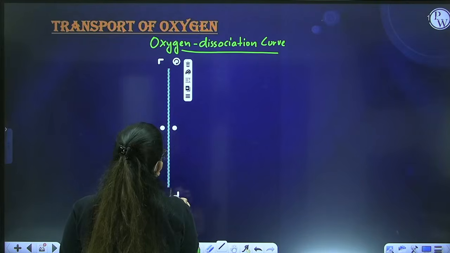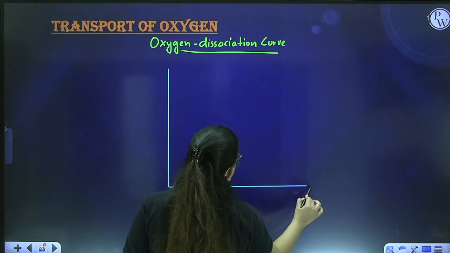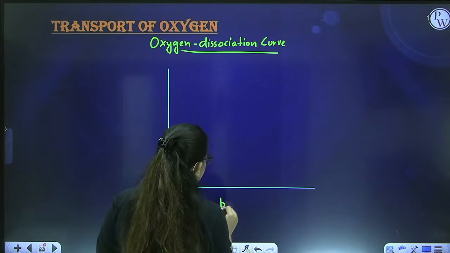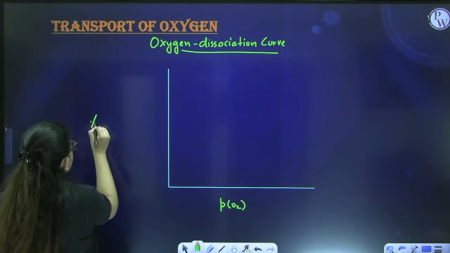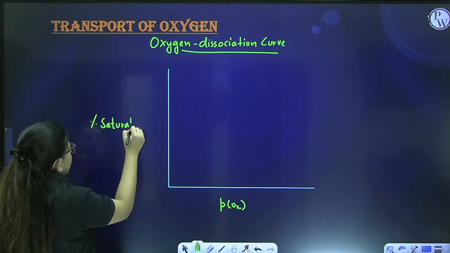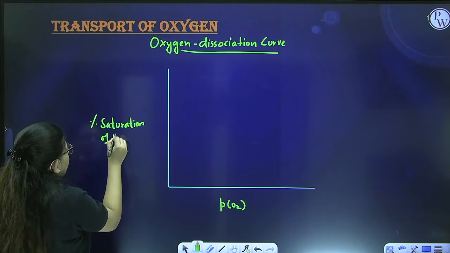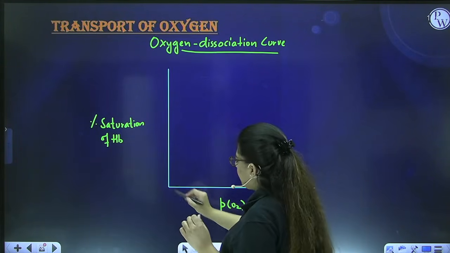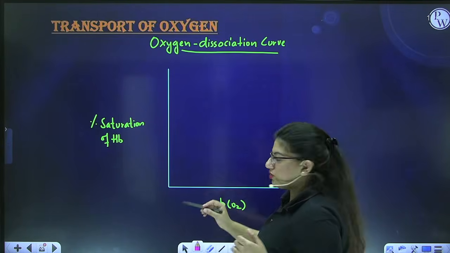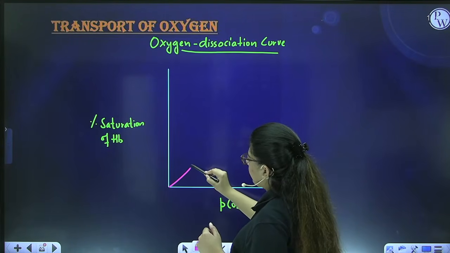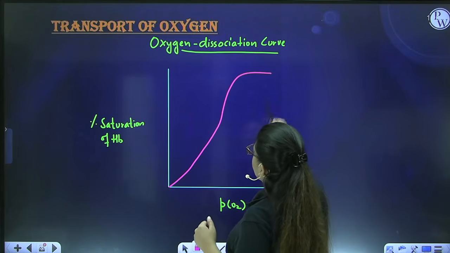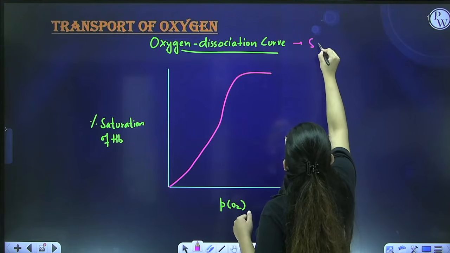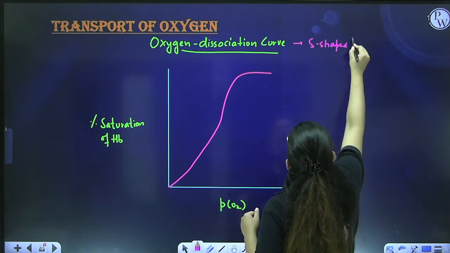All right. So sometimes zoology people also make graphs. So this is your graph. Very lovely. Here we have partial pressure of oxygen. Here we have % saturation of hemoglobin. Now imagine you have hemoglobins. So when you increase the partial pressure of oxygen, the saturation starts like this and it will end up like this. So which type of curve is formed here? S-shaped or sigmoid curve.